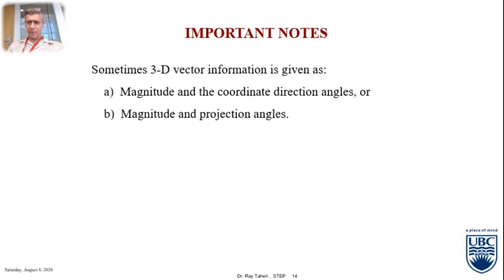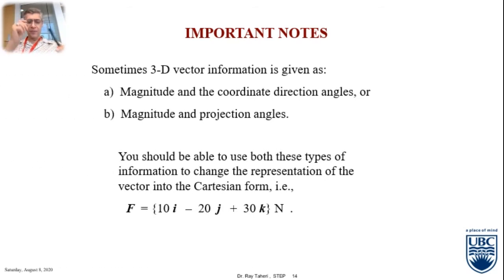Let's have an example here. Assuming that we have a vector, and here is the vector, so this is the i component, this is the j component, this is the k component. Obviously, you should be able to find the magnitude of this vector, which is equal to the square root of 1400. So 30 squared is 900, sorry, 1400, yes.